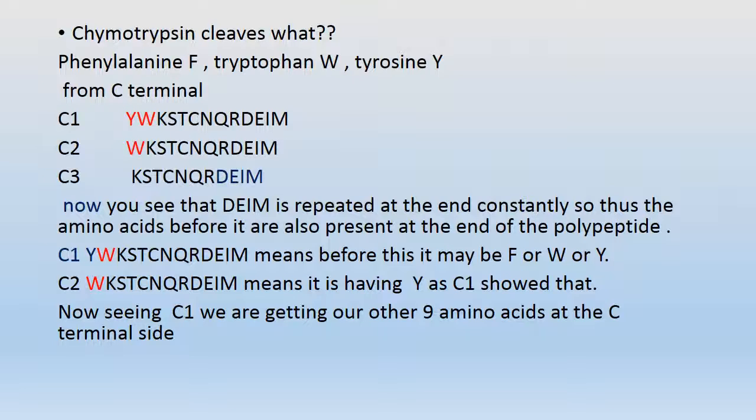So seeing C1, we are getting another 9 amino acids at the C terminal site, because we now know that EIM is at the C terminal, and before the EIM we have the 9 amino acids Y, W, K, S, T, C, N, Q, R. We are not taking before Y because we don't know whether it is phenylalanine, tyrosine or tryptophan, right? But we know till now that DEIM is at the C terminal, so we are placing the DEIM at the C terminal, right? And before it we have the 9 amino acids Y, W, K, S, T, C, N, Q, R.